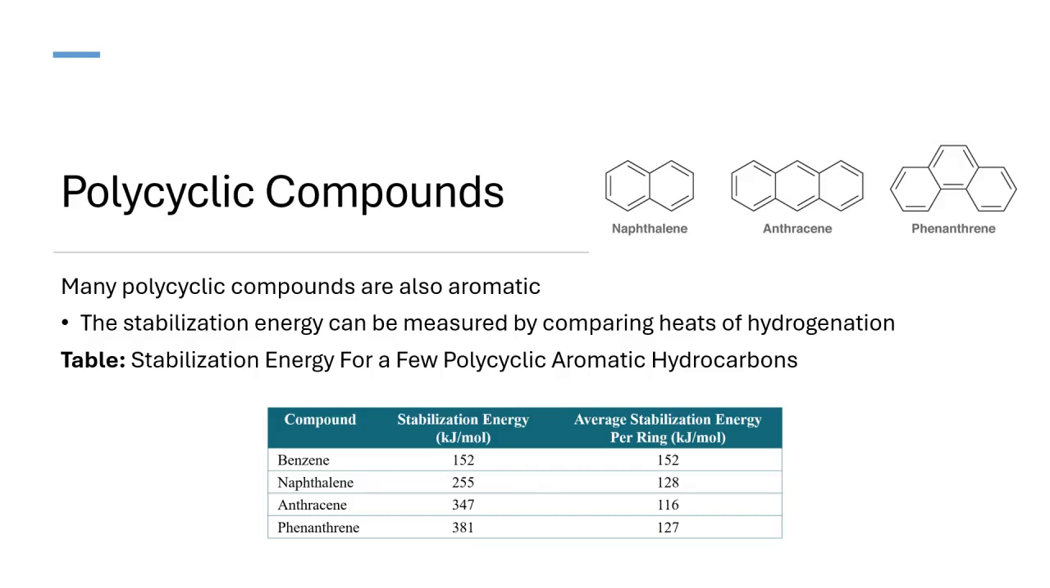Polycyclic compounds. Many polycyclic compounds are also aromatic, like naphthalene, anthracene, and phenanthrene. The stabilization energy that can be measured is done so by comparing the heats of hydrogenation. And notice below the table, stabilizing energy for a few polycyclic aromatic hydrocarbons is given.